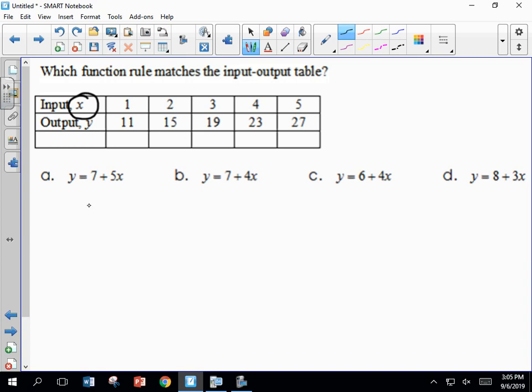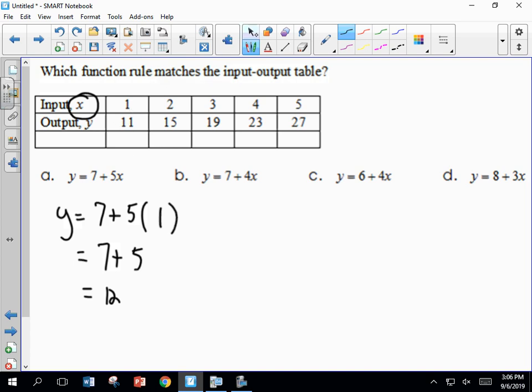So I'm going to show you what to do on the first equation. I'm going to use this equation first. So I'm going to start out with y equals 7 plus, and same rule, anytime I plug something in for x, I'm going to use parentheses. And let's see, the first x is 1, and so 5 times 1 is 5, and that gives me 12. Now how do I know if that's right or not? Well, I'm looking down here, my output, which is my answer, should have been 11.